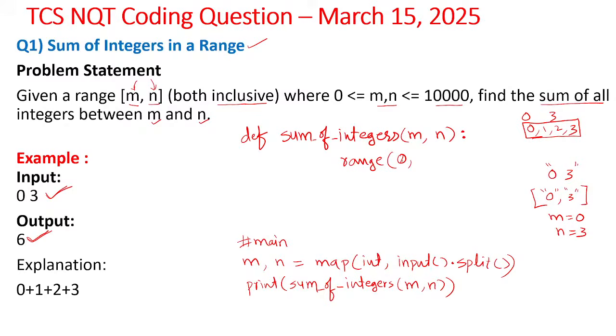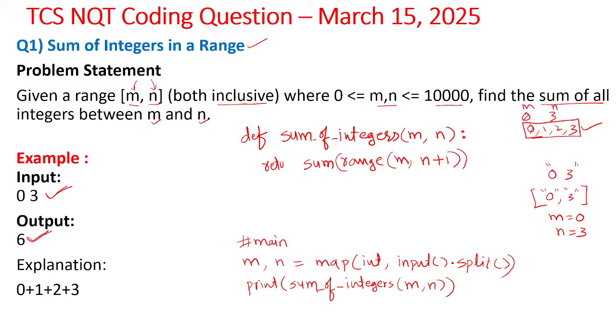Here, the m value is 0 now, so we should take the starting value as m and the ending value as n plus 1. This generates the range. If the m and n values are 0 and 3, it generates the numbers 0 1 2 3. Then just give this range of values to a function, and it calculates the sum of all these numbers, 0 plus 1 plus 2 plus 3, and returns that value.